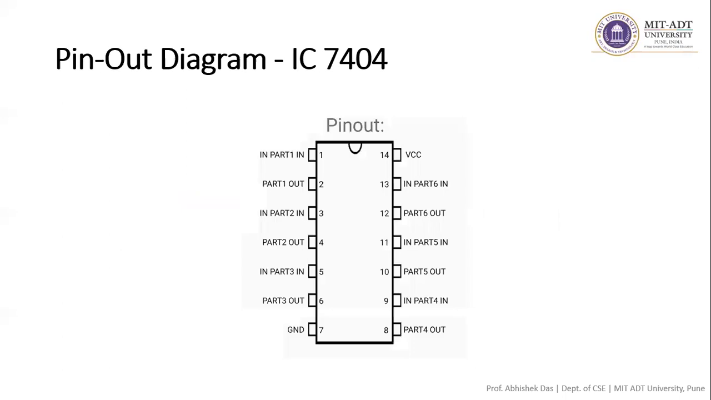Now let us come to the pinout diagram of the IC7407, where 1 is the input and 2 is the output. Again, 3 is the input and 4 is the output, and then 5 is the input and 6 is the output. Pin 7 is the ground, that is 0, and VCC is 1. Then 13 is input, 12 is output, 11 is input, 10 is output, 9 is input, and 8 is output. So like this, it happens.